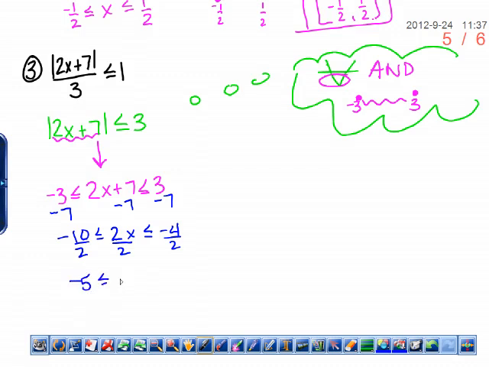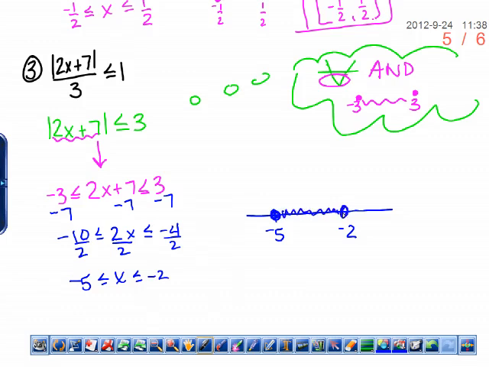-5 less than or equal to x is less than or equal to -2. Okay? So let's plot this. Here's -5. Here's -2. So let's think about what this is saying. -5 is less than or equal to x, and x is less than or equal to -2. Is that possible? Can my x values be bigger than -5 and less than -2? Yeah. They just fall right in here, right?